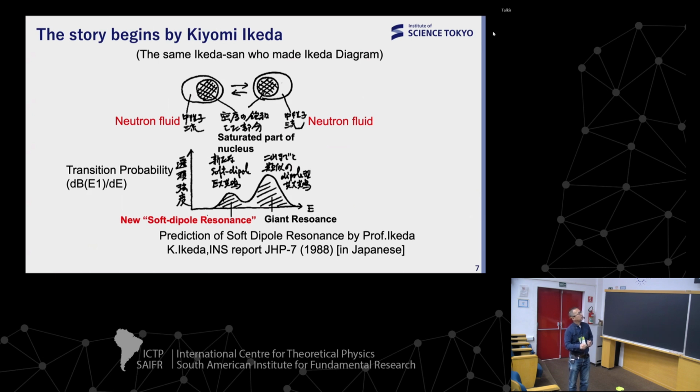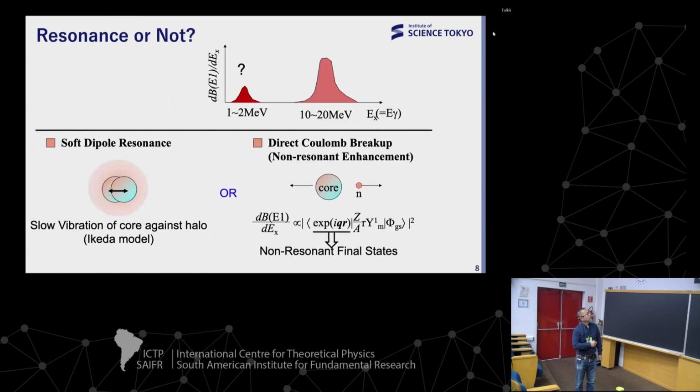So then this E1 strength should have two peaks. One is the giant dipole resonance, and one is the soft dipole. But even from the beginning, there were some discussions on whether this is really a vibrational resonance or not. So the Ikeda model says that the soft dipole occurs as a resonance of a vibrational mode, like this one.